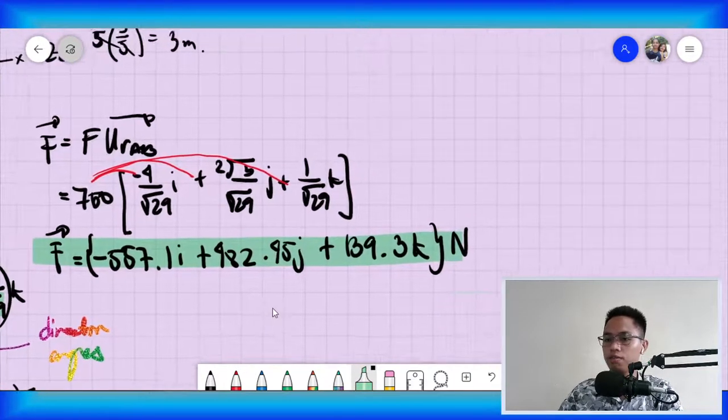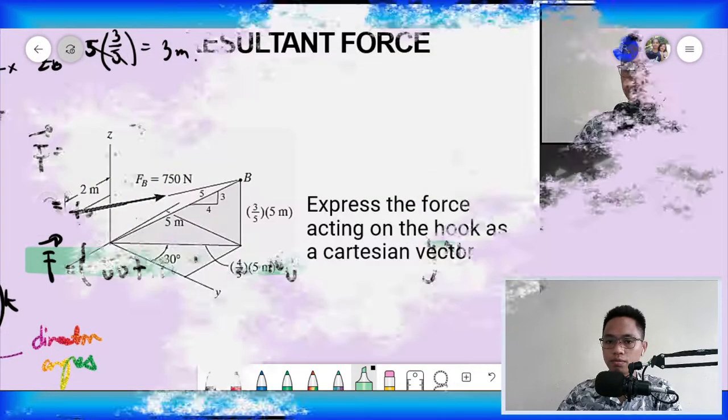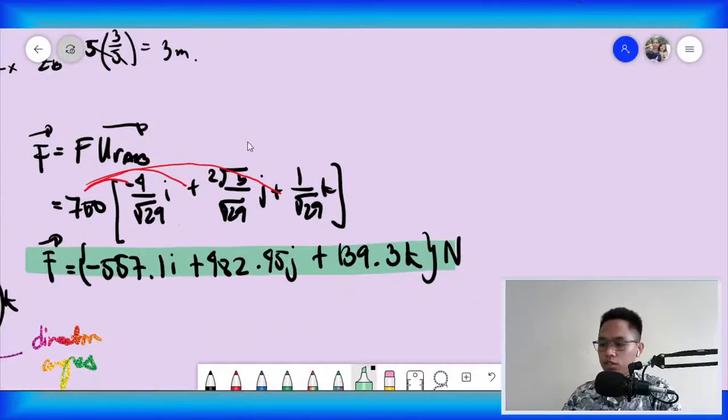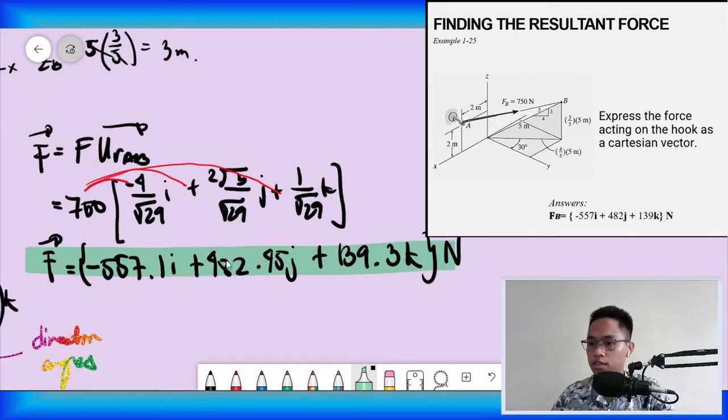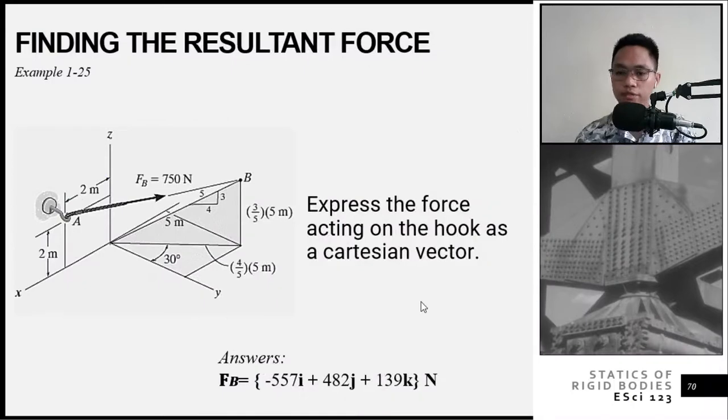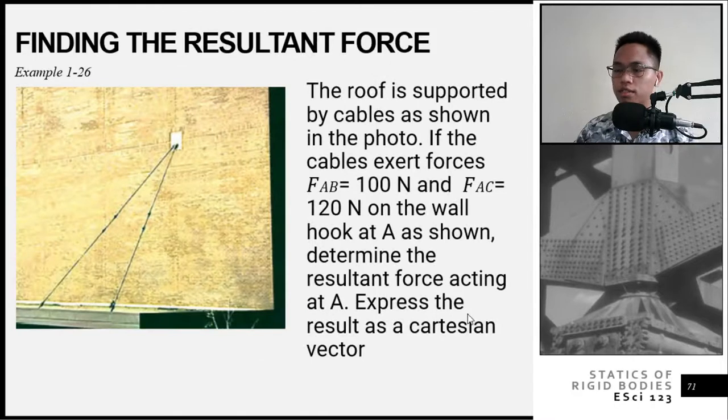Now let's check if our answer is correct. So our answer is 557 plus 482 plus 139. Now let's check if it's the same answer. Okay, so that is negative 557 plus 482 plus 139 Newton. Okay, so our answer is correct. So that is example number 25. Alright, so I hope you understood the examples. Now let's proceed to our last example for this topic.